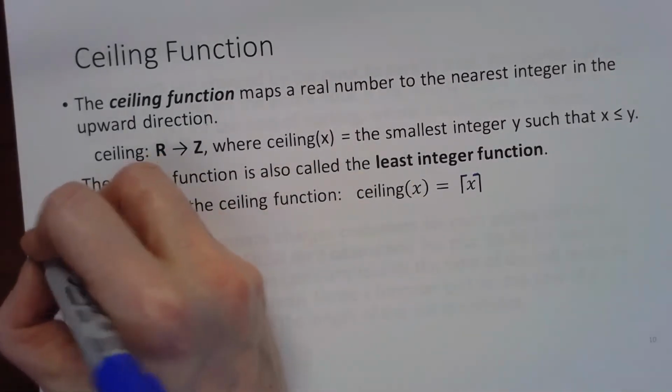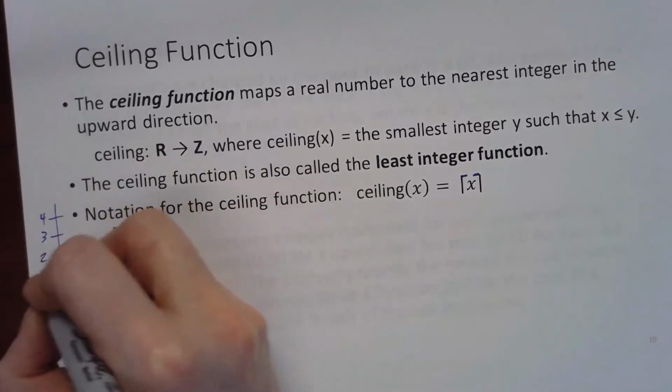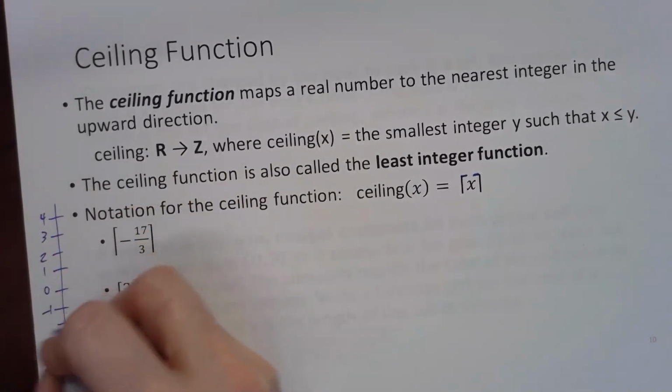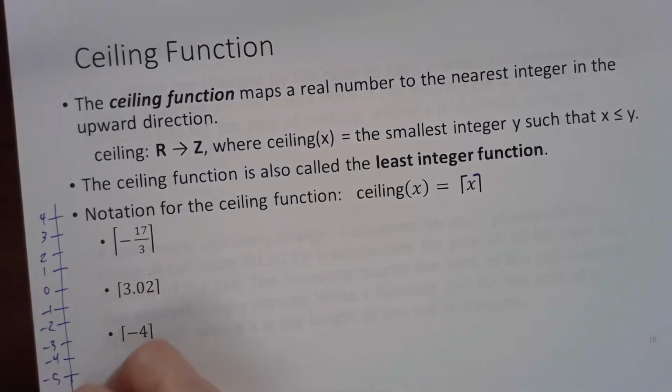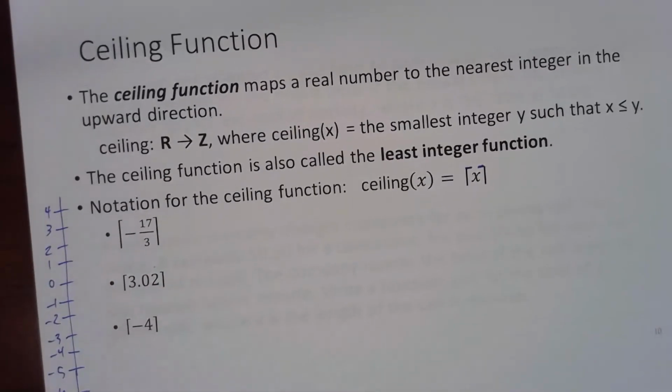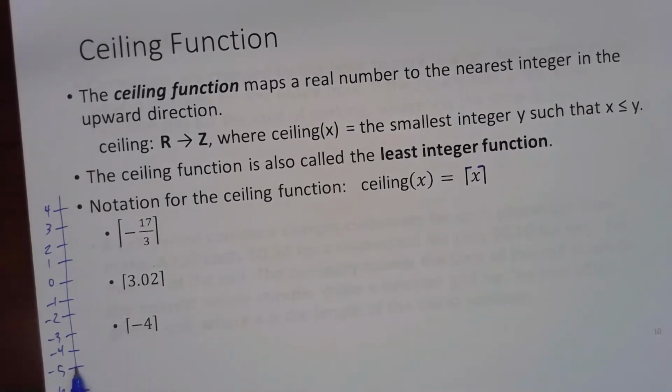Let's see, I want to put 4 and 3 on here. Okay, that's probably good. If I'm thinking about negative 17 thirds, 17 thirds is 5 and 2/3, right? So if we're talking about negative 5 and 2/3, I'm down here. If I'm doing the ceiling, I'm going to go up to the next integer. So this time I'm going to go up until I find an integer. Negative 5 is going to be that one.